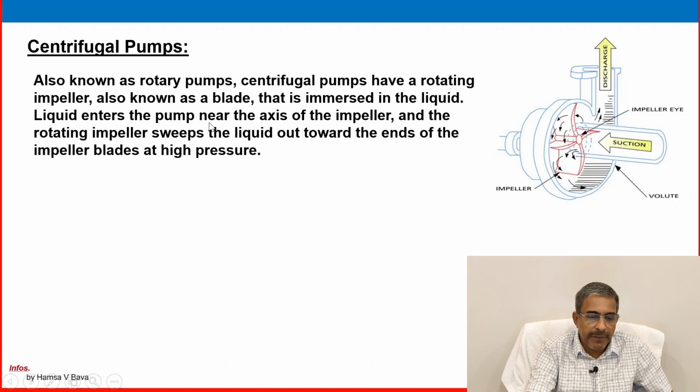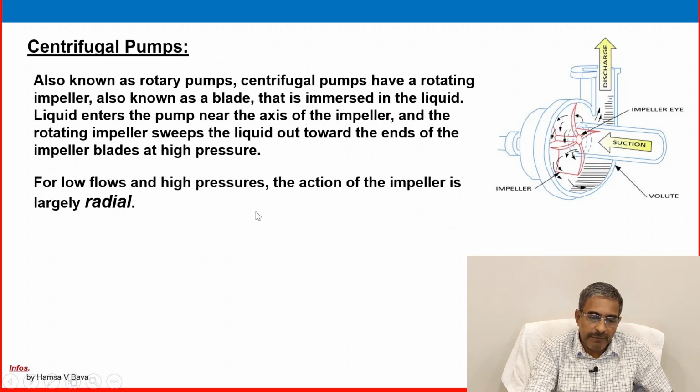Liquid enters the pump near the axis of the impeller, and the rotating impeller sweeps the liquid out towards the end of the impeller blade at a high pressure. So liquid is entering from here and the impeller is rotating, creating a higher pressure, and discharges at a higher pressure here.